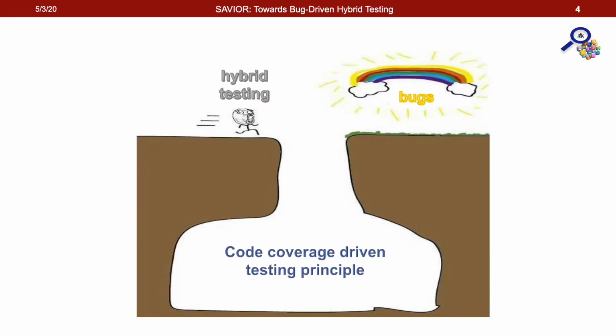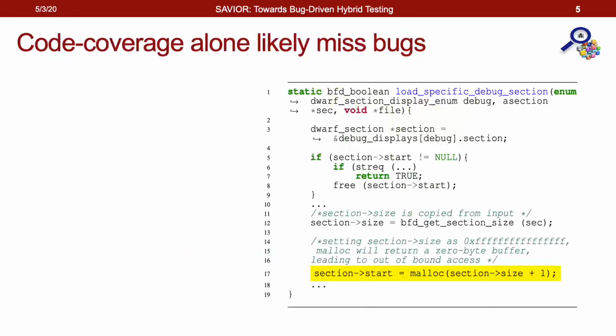However, we need to be careful, as it could be a pitfall that can prevent us from finding those precious bugs, which is our ultimate goal, if we only pursue code coverage. First, code coverage alone likely misses bugs.